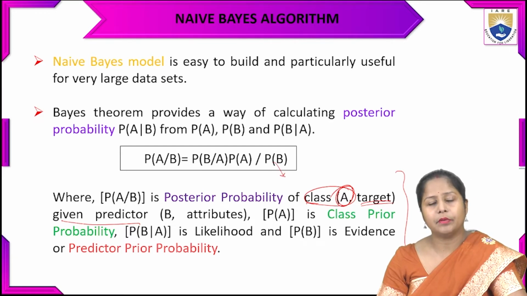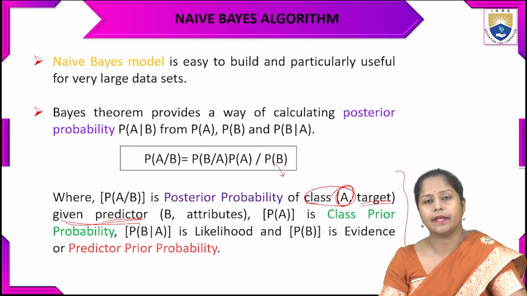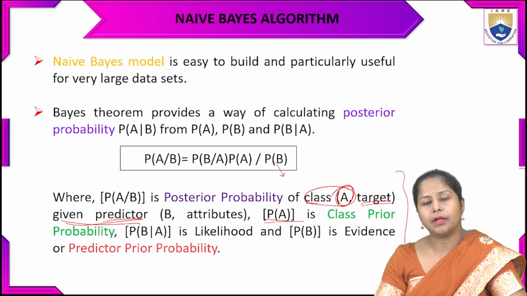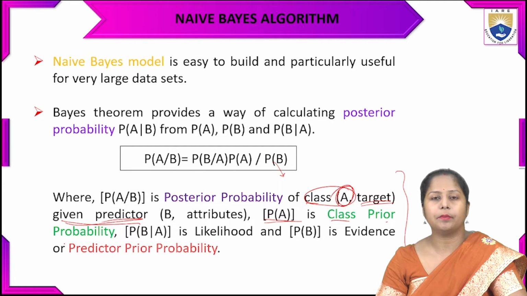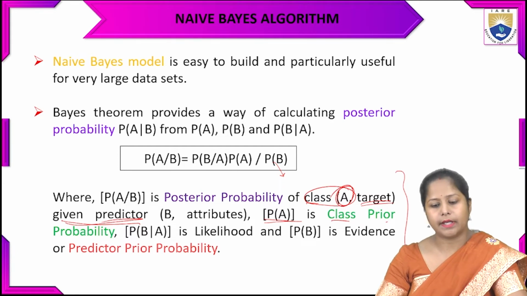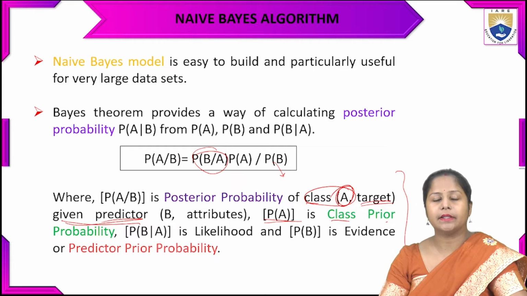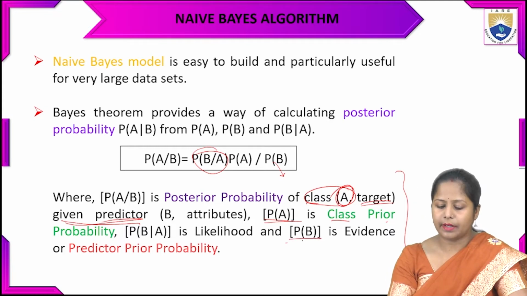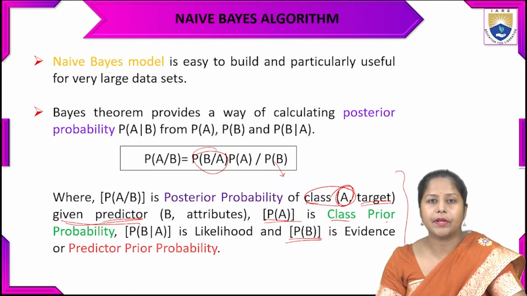So P of B, B is having the attributes also. P of B is the given predictor, having the attributes. Again P of A is nothing but the probability of A, that is the class prior probability. And the other term, P of B given A, is nothing but the likelihood of the same. Again here P of B is nothing but the predictor prior probability.